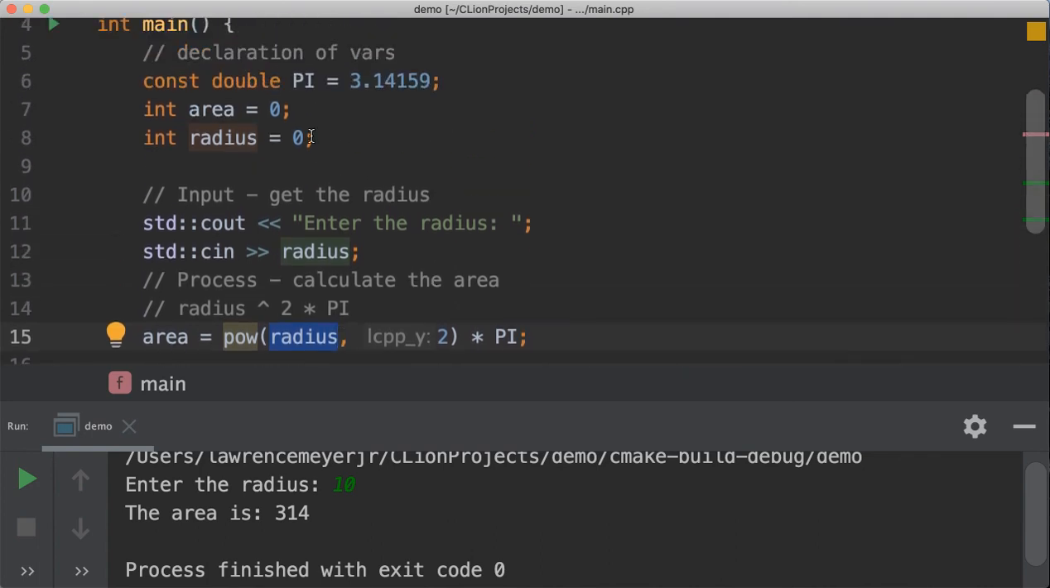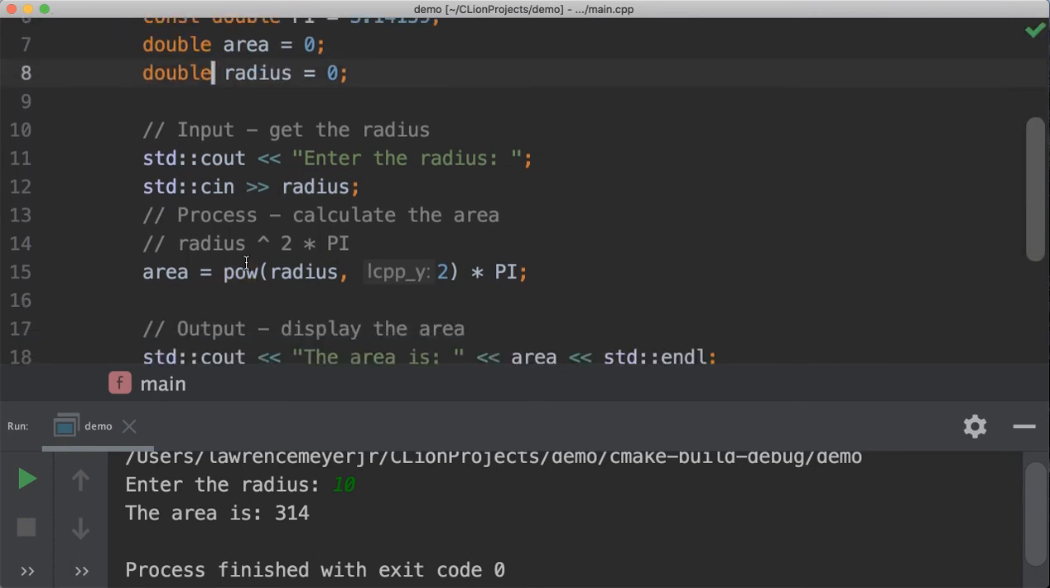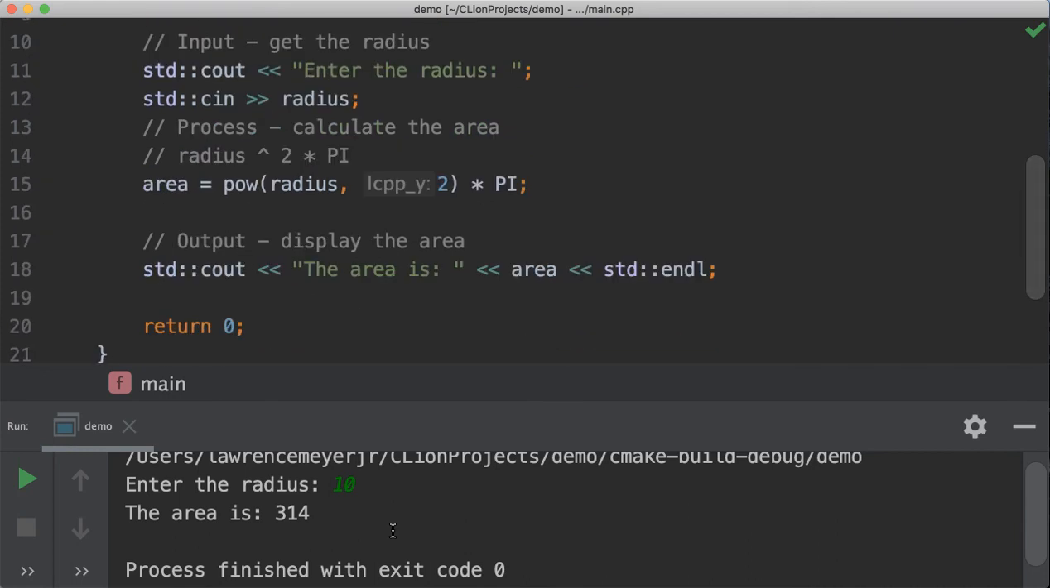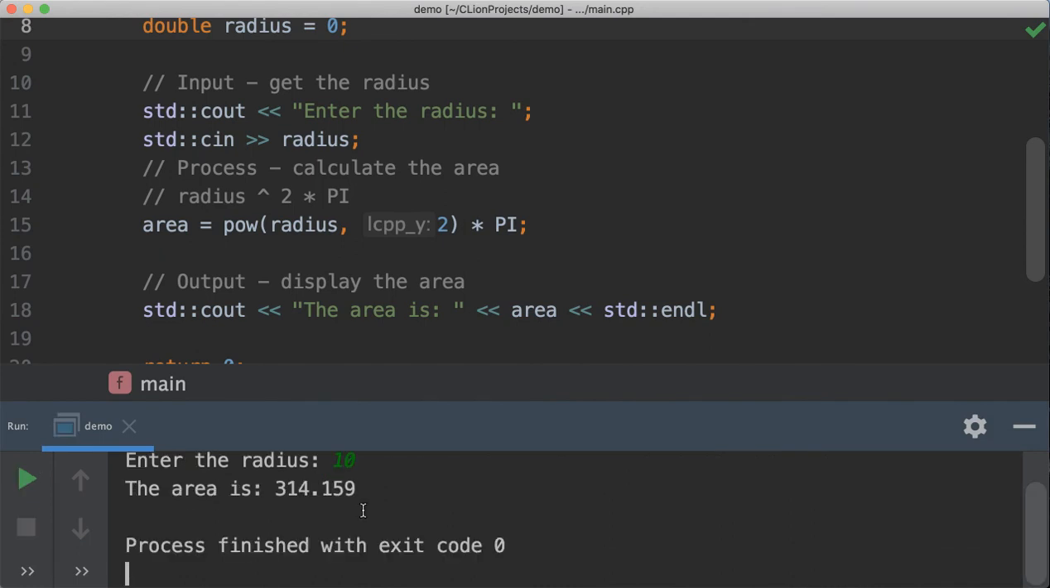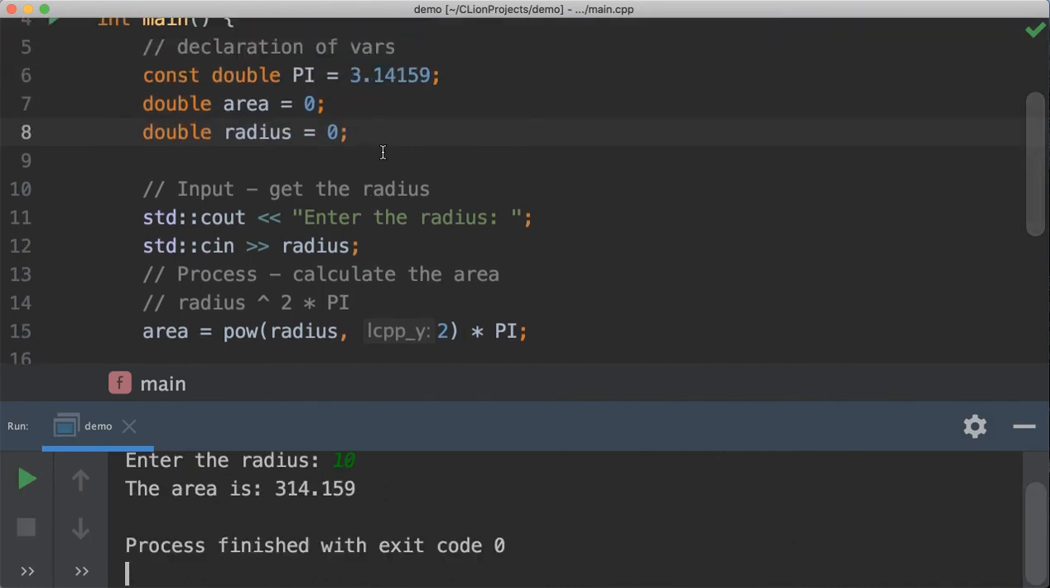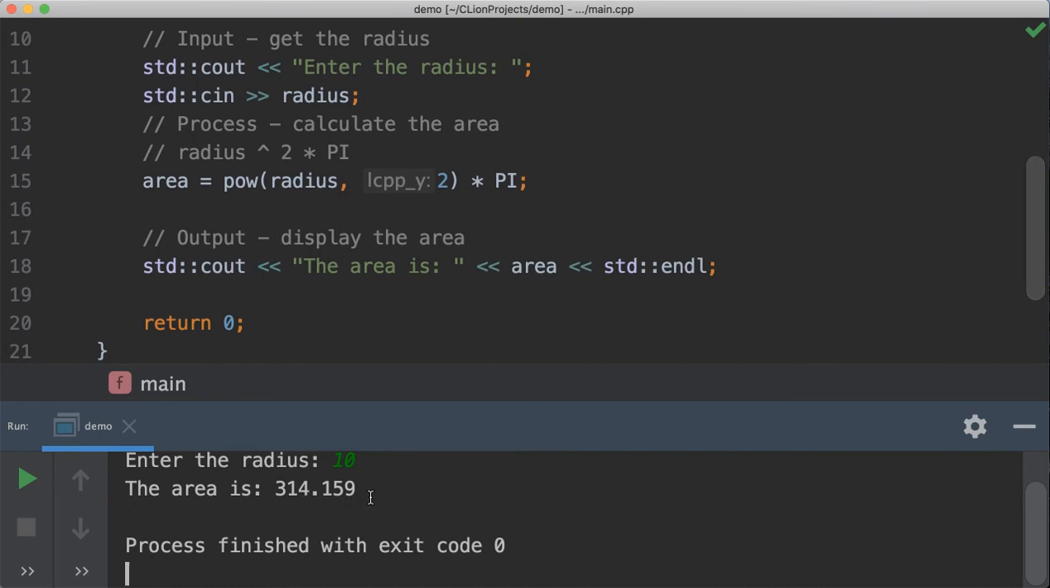So let's fix this a little bit. Let's take the ints and turn them into doubles. And now, without changing anything else, we're going to enter the same value. Let's see what happens. And there we go. 314.159. Magic. So now we've treated the doubles as doubles. We don't have to do any implicit conversion, and the operation is all happening.